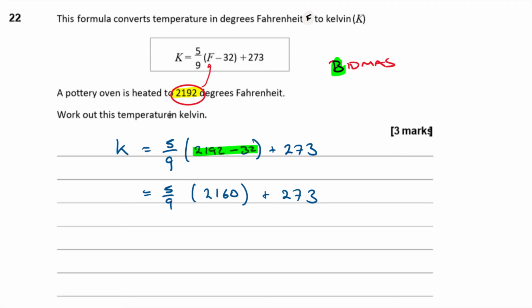Next up is division and multiplication. So basically I have to find 5/9 of this, don't I? 5/9 of 2160. Now I'm going to start with the division, because it's easier to do the division first.